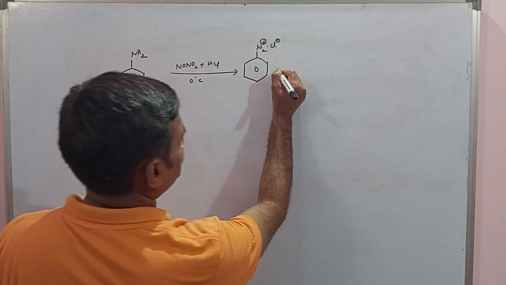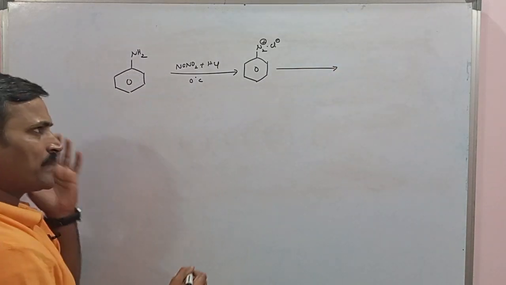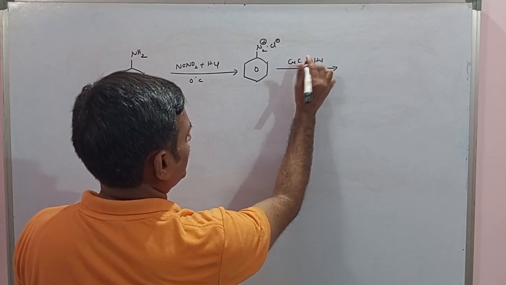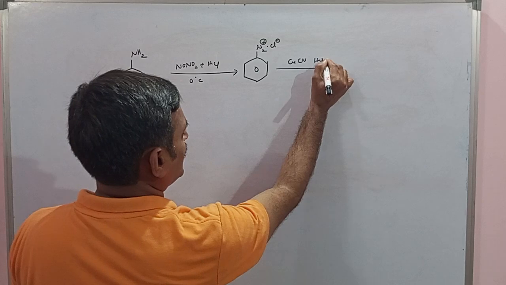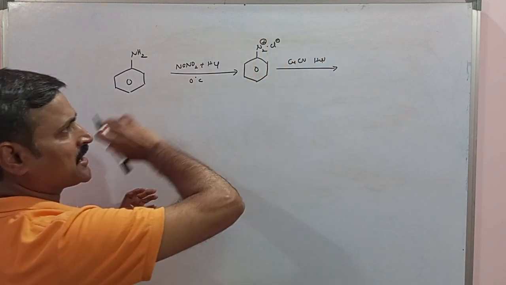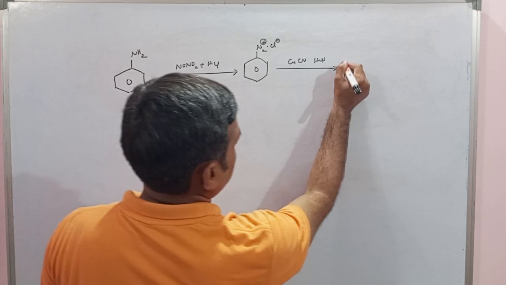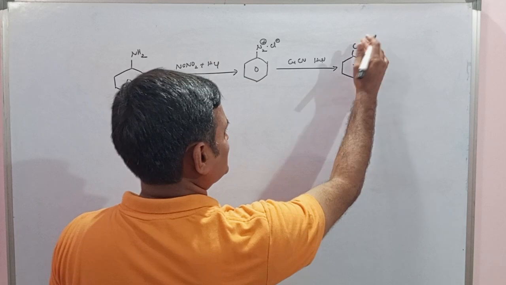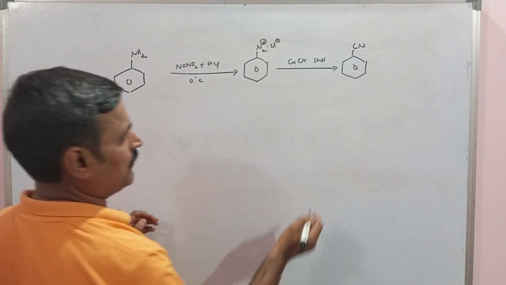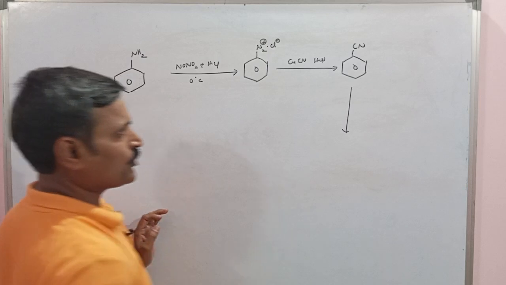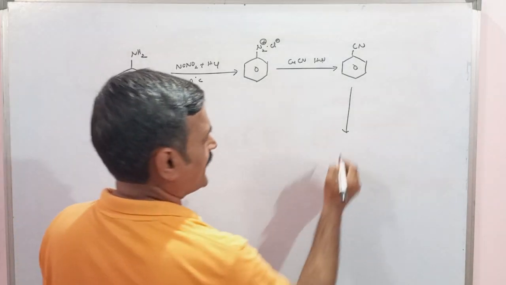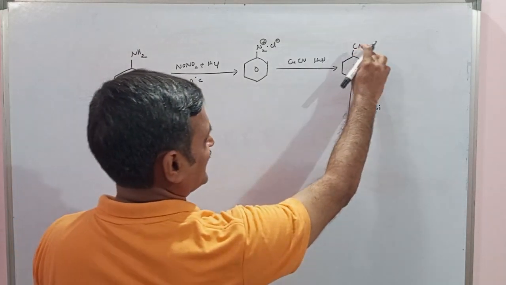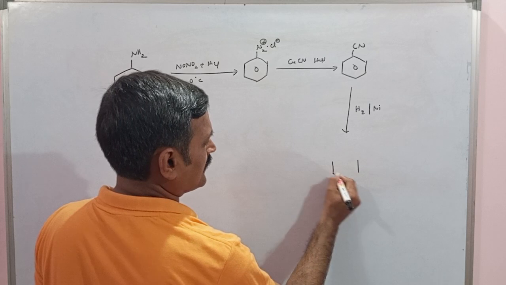In the second sequence, if you take cuprous cyanide in the presence of HCN, then the N2Cl will be completely replaced by CN, and we get cyanobenzene. That means the benzene ring is linked with CN, which is a Sandmeyer reaction, which further undergoes hydrogenation. Hydrogenation in the presence of nickel metal converts this cyanide again into an amine.